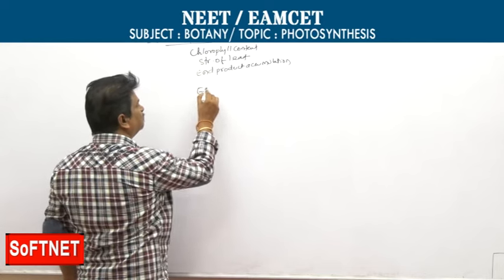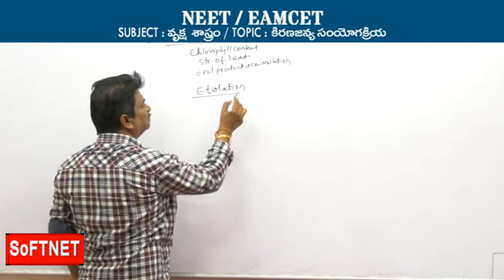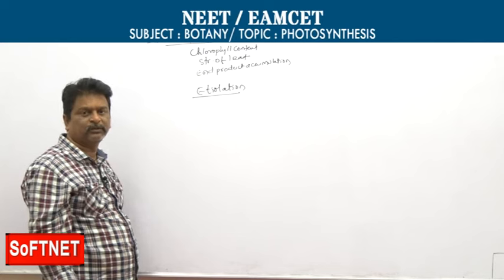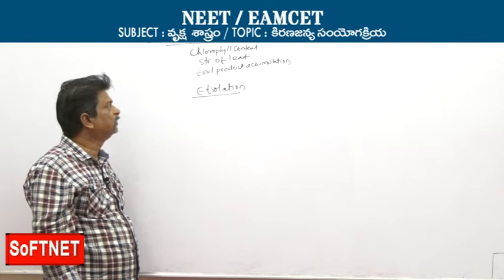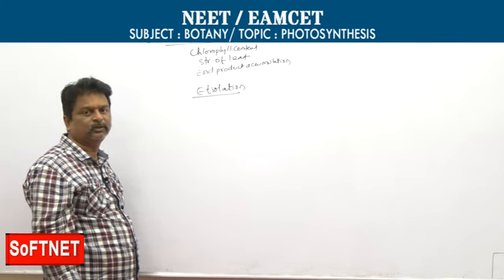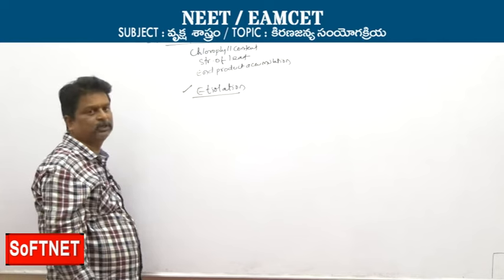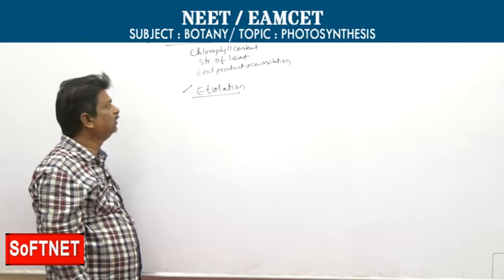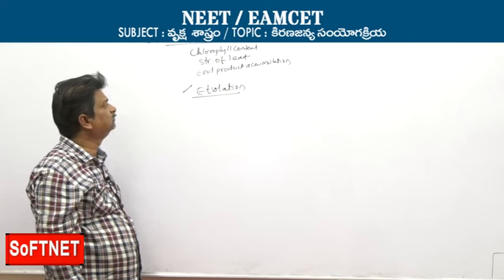Particularly, plants grown in dark show etiolation. Etiolation means a plant becomes pale, thin and long. It is due to elongation of internodes. That is called etiolation. It occurs in the absence of chlorophyll, when the plant is kept in dark.